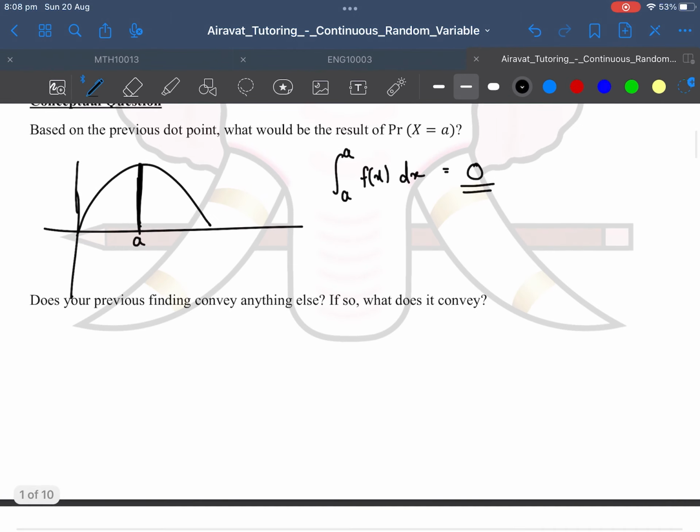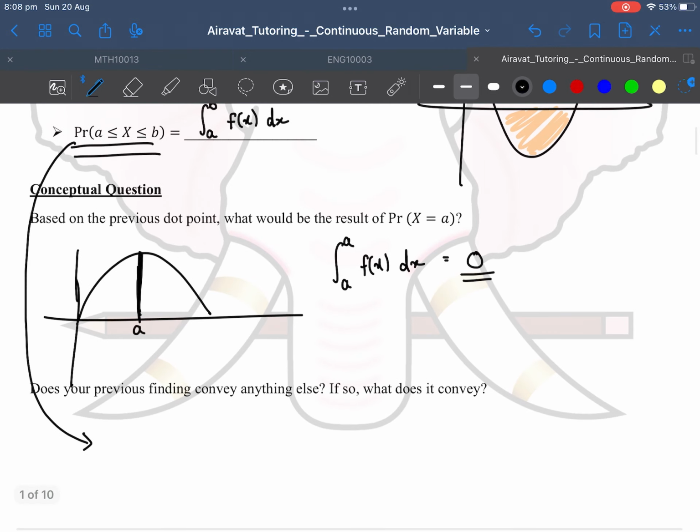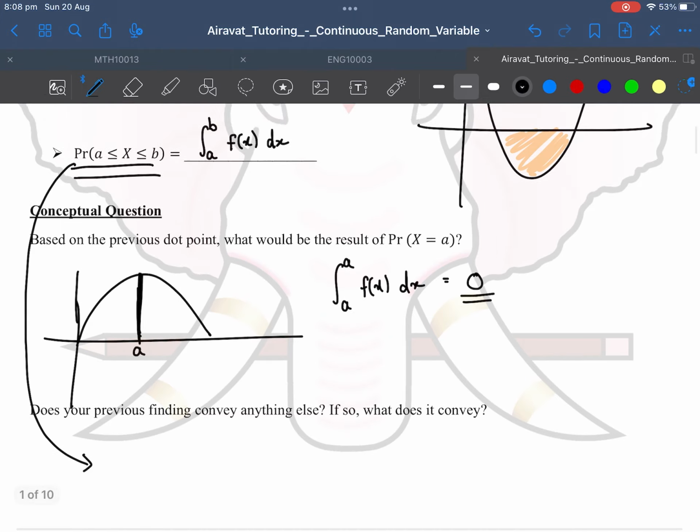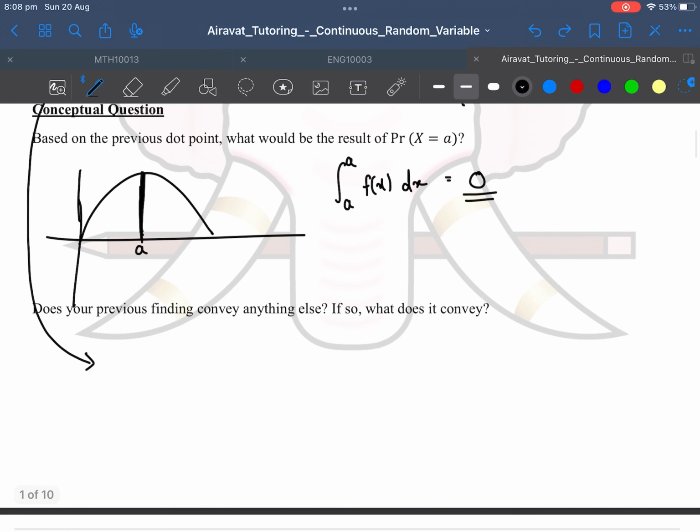Okay. Does your previous finding convey anything else? If so, what does it convey? This is a good question. Now, I'm going to use this to continue. If I were to find the probability of a less than or equal to x less than or equal to b, I would write this integral over here, right? Now what happens if I want to find the probability of a less than x less than or equal to b? What would I write then? It would still be the same: integral from a to b of f of x dx. No difference whatsoever. Now why is that?